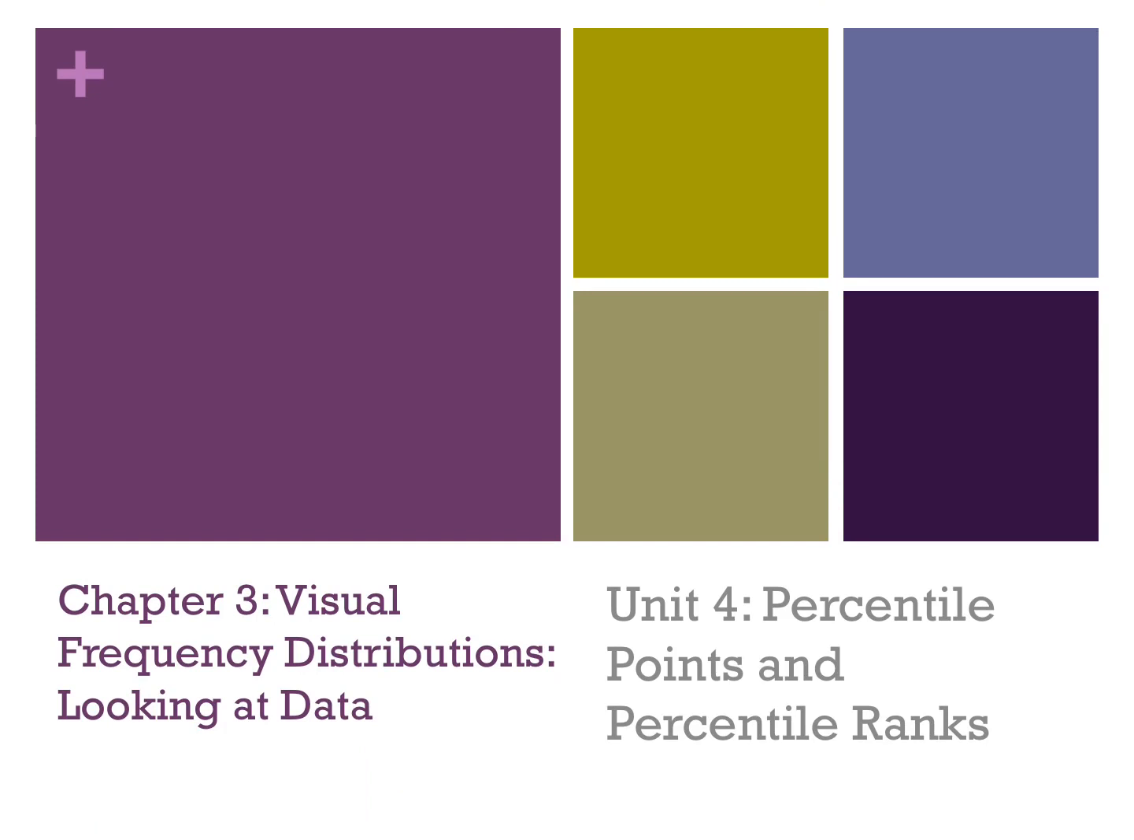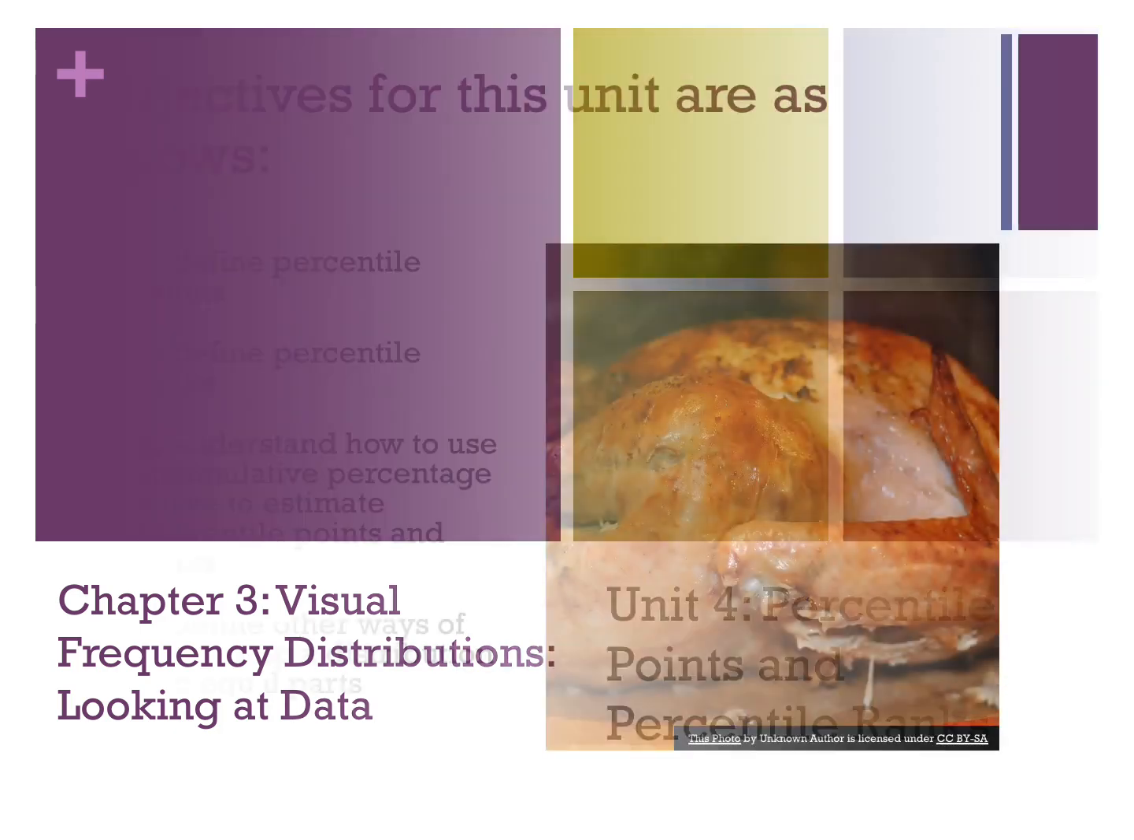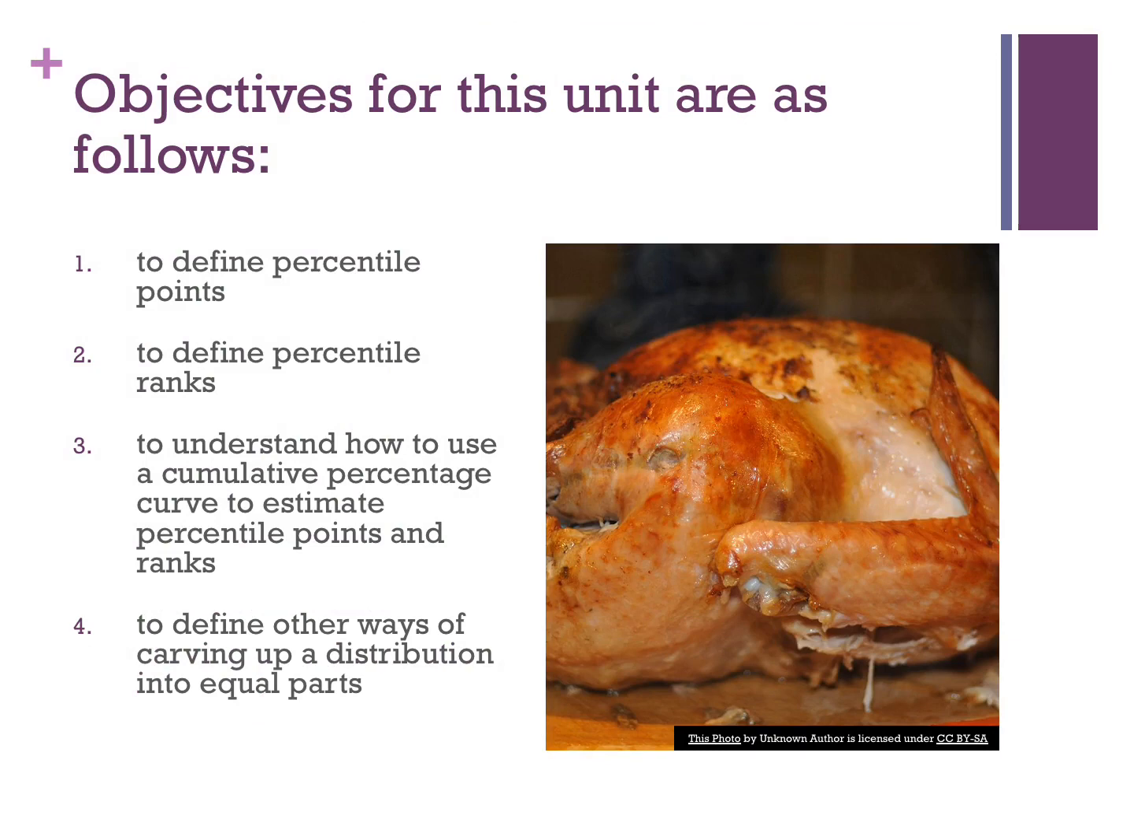The title of the chapter is Visual Frequency Distributions: Looking at Data, Unit 4, Percentile Points and Percentile Ranks. The objectives for this unit are as follows. You will learn how to define percentile points, define percentile ranks, understand how to use a cumulative percentage curve to estimate percentile points and ranks, and define other ways of carving up a distribution into equal parts.